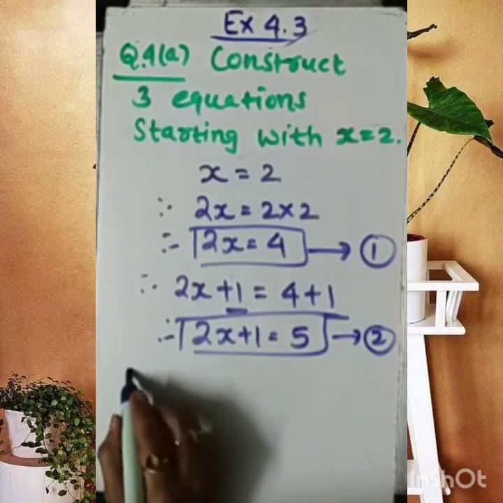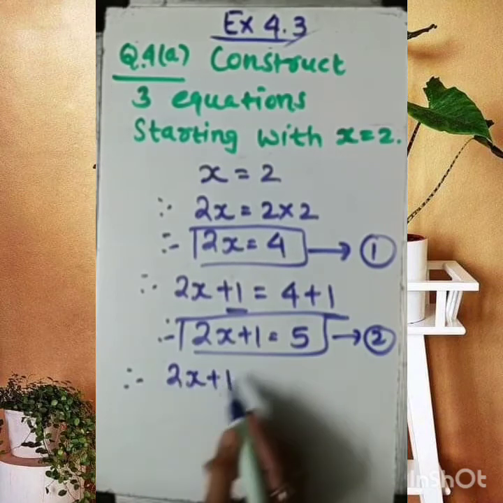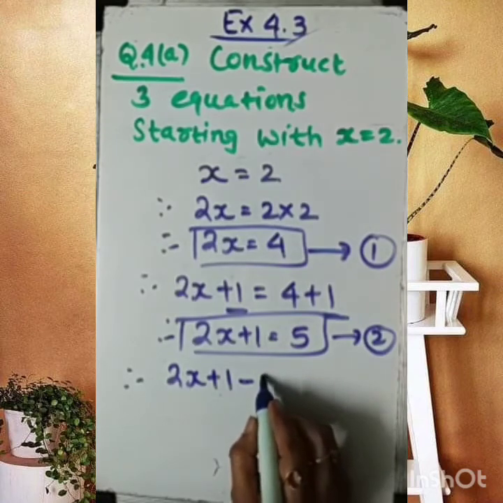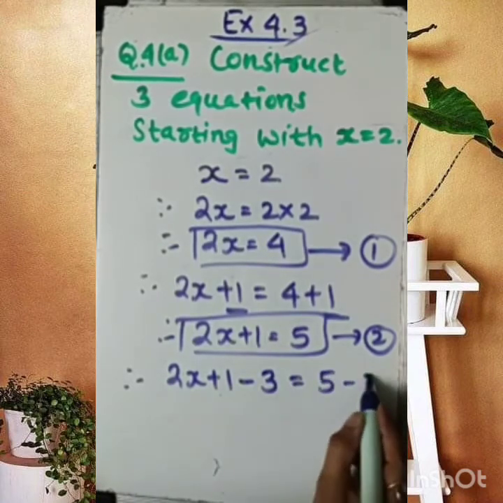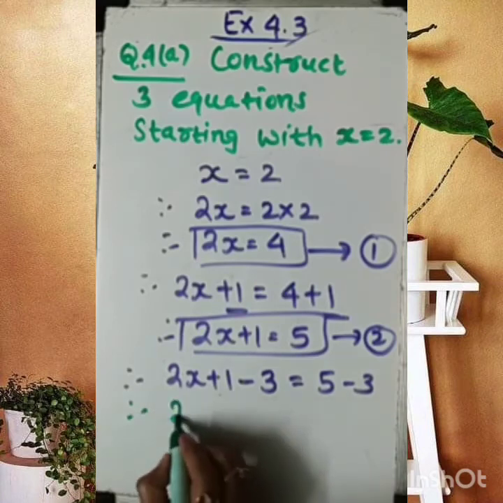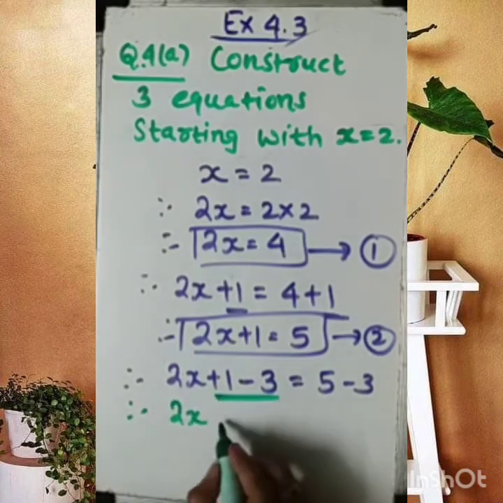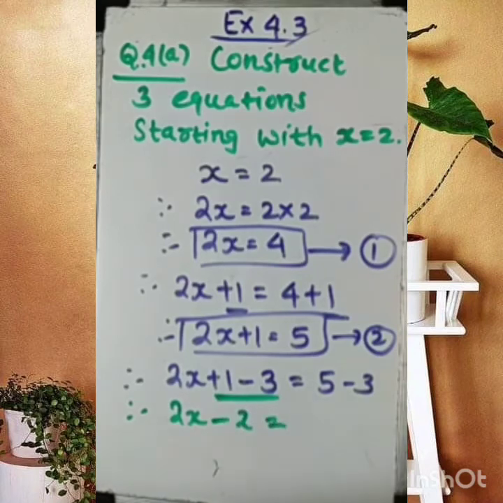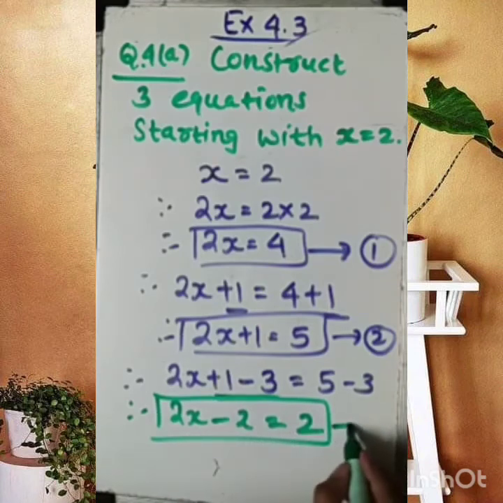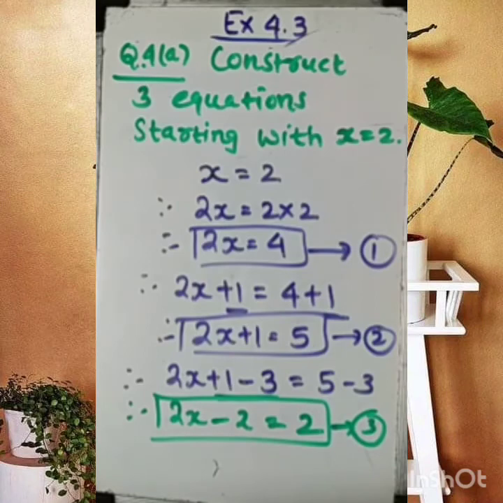In the next equation, what I am going to do, this 2x plus 1 already with me, I am subtracting 3 from there. So I need to subtract it from the right side also, the same thing as in the left side. So my dear student, here 2x plus 1 minus 3, that is minus 2. Plus 1 minus 3 is minus 2 and 5 minus 3 is 2. So one more equation is with us, 2x minus 2 equal to 2. Let me call this equation number 3.